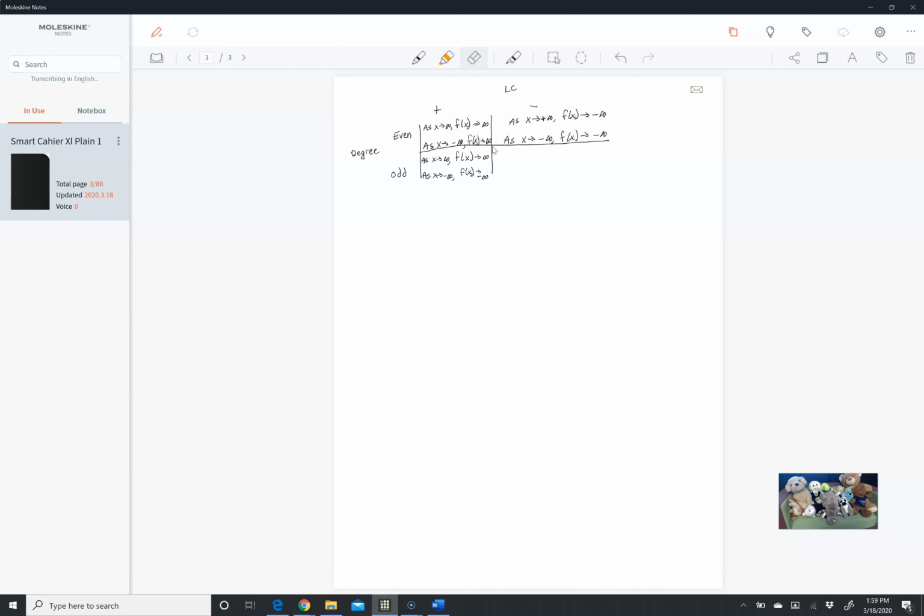If it's odd and the leading coefficient is negative, then it's the opposite. As we go to the right, we fall. So f of x approaches negative infinity. And as we go to the left, we rise. So f of x is going to approach positive infinity. Okay, so that's the end of end behavior. I just wanted to make sure that we cover that.